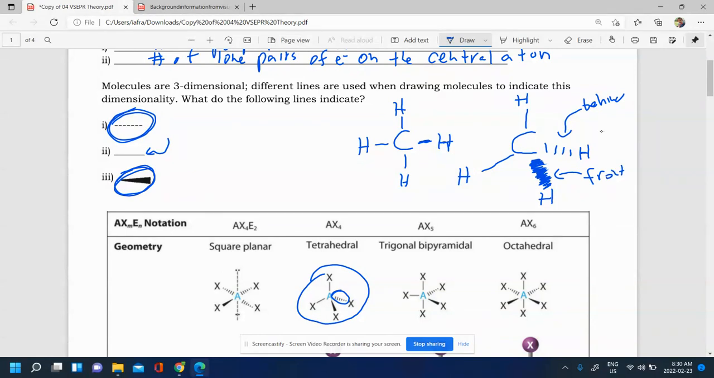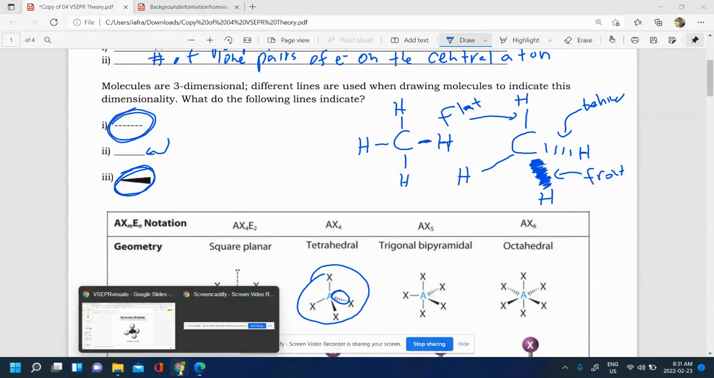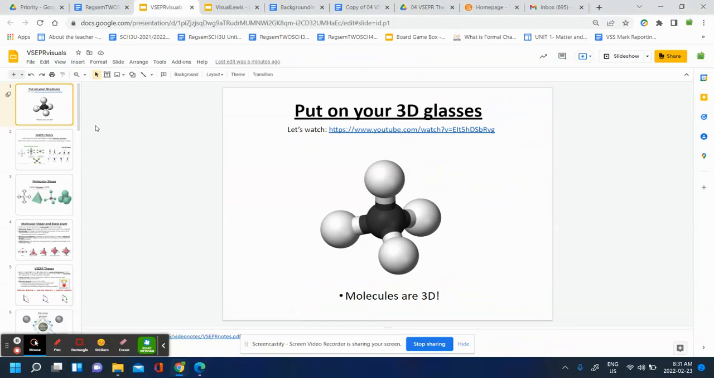And these ones here are sort of flat on the paper in the plane. And that's how you would represent the 3D molecule once you know its shape using VSEPR theory or its geometry. So let's just go take a look at some visuals in your notes.